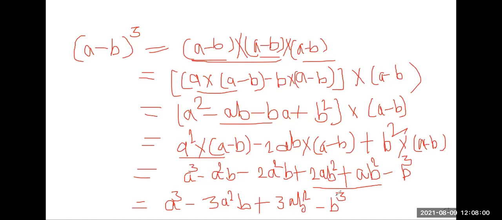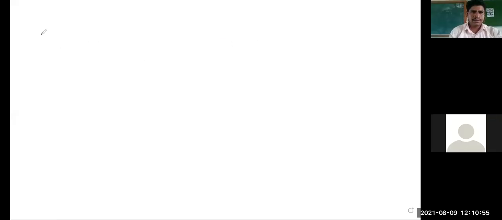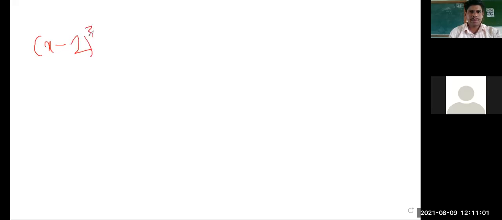So we have got this formula: (a minus b) bracket cube, its expansion is equal to a cube minus 3a square b plus 3ab square minus b cube. Okay, students? So now (x minus 2) bracket cube.